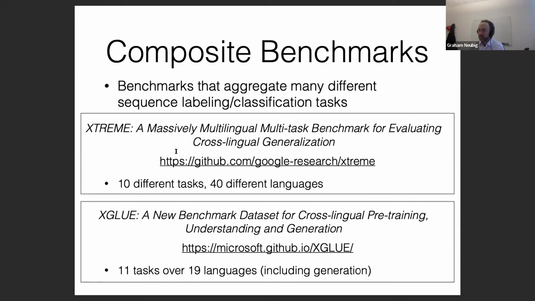There's also a new version of XTREME called XTREME-R that just came out. I've been a little bit involved in both of these. And XTREME-R, they swapped out some easy tasks, added some harder tasks, and added better analysis. So you might also consider looking at that.